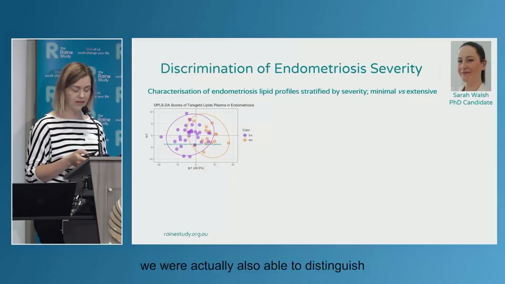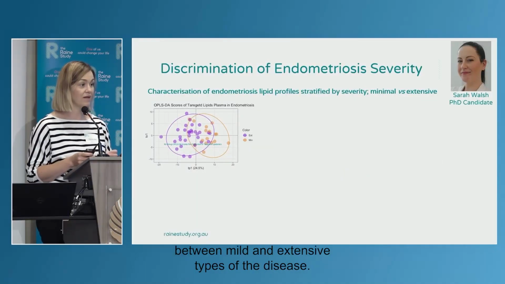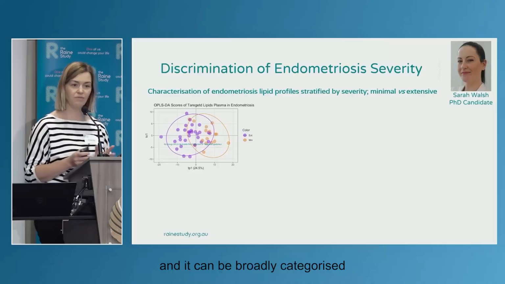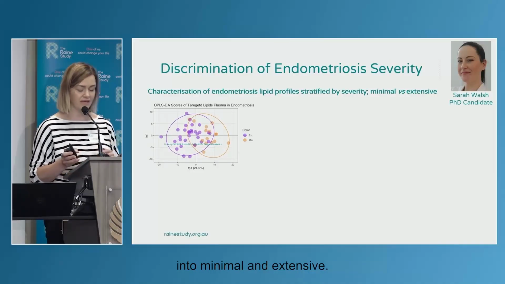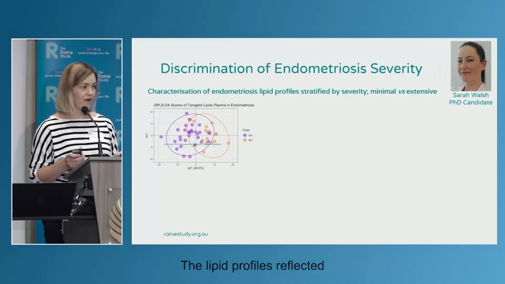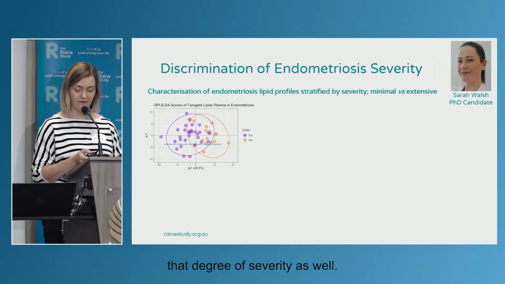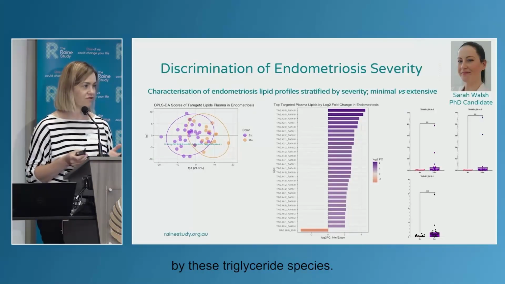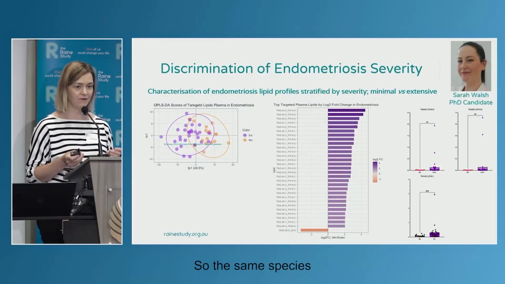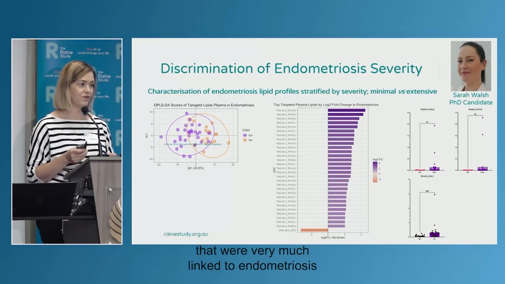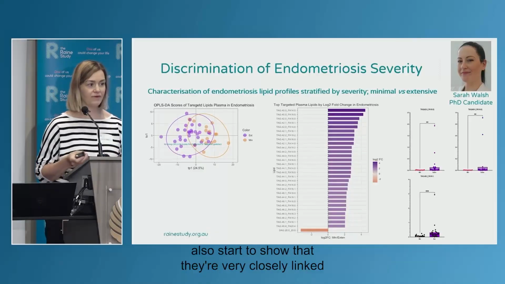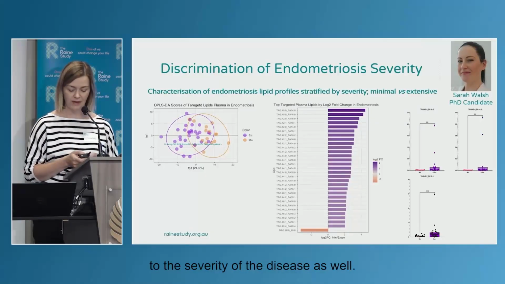Taking that a little bit further, we were actually also able to distinguish between mild and extensive types of the disease. The disease has many different phenotypes. As I mentioned, it's very heterogeneous and it can be broadly categorized into minimal and extensive. The lipid profiles reflected that degree of severity as well. And we were also able to see that that was largely driven by these triacylglyceride species. So the same species that were very much linked to endometriosis compared with controls also start to show that they're very closely linked to the severity of the disease as well.